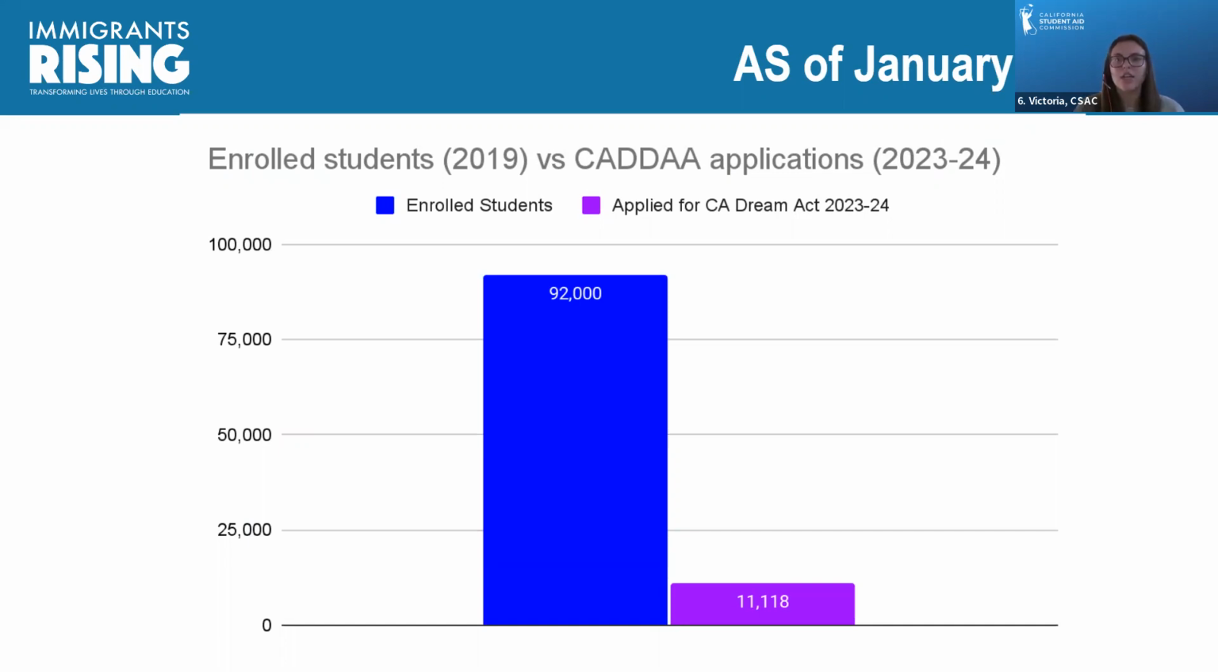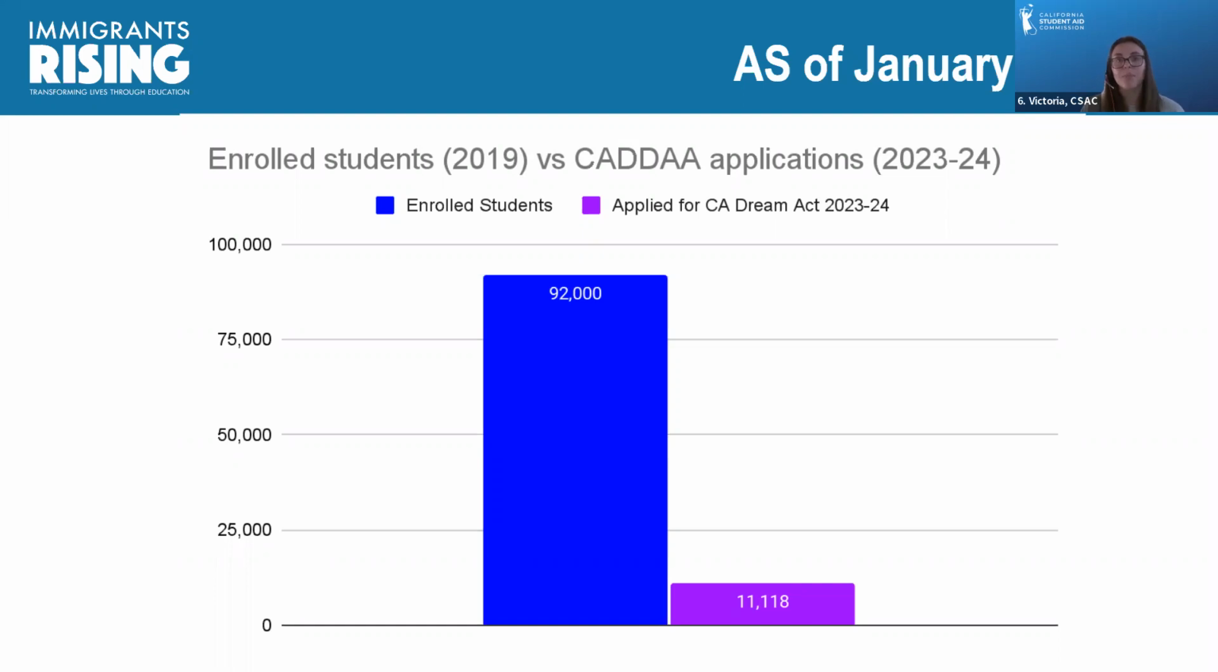All right, and then the enrolled students, so there's that 92,000 number again. As of January 22nd, there's only been a little over 11,000 DREAM Act applications submitted. So that's pretty painful. That's a huge amount of students that are not putting their name in the system, right? There's no way for us to be able to award them their free money if they don't submit an application and go through our system. So really getting the word out.